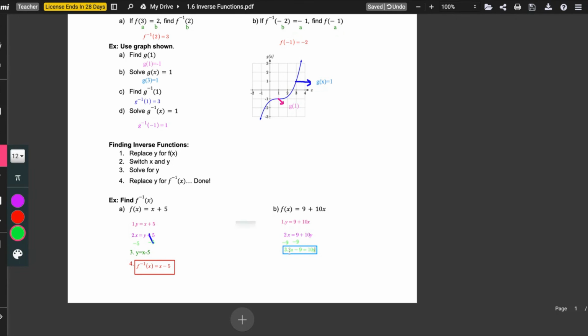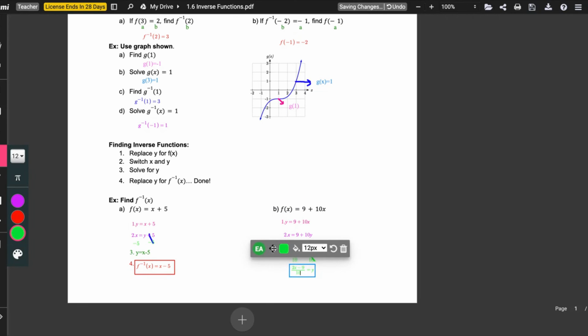Remember, last time I was just able to subtract and call it a day. I can't do that right here. I still have one more step. I have to divide both sides by 10. Remember, when I divide both sides by 10, I'm dividing everything by 10. Because I like fractions, I'm just going to leave it as a mega fraction. We're still working on step 3, which was solving for y. So I'm going to have x minus 9 in the numerator, and 10 in the denominator, and that is equal to y.